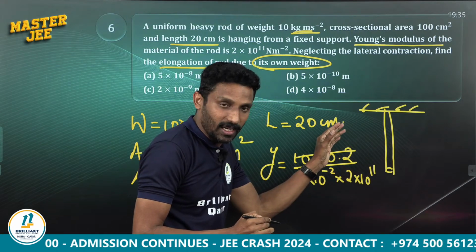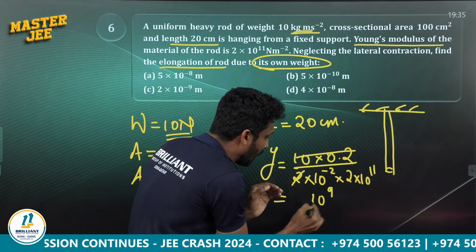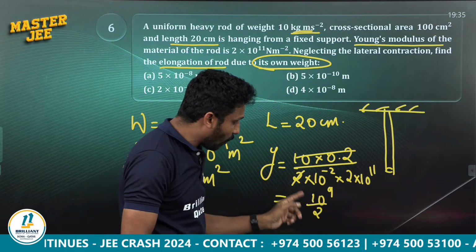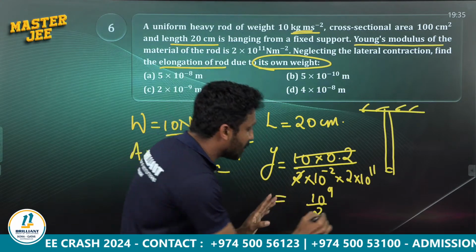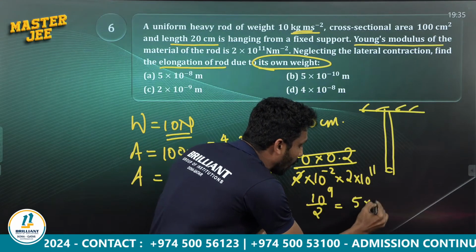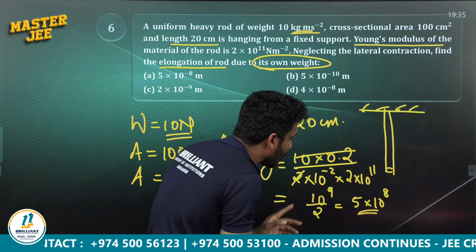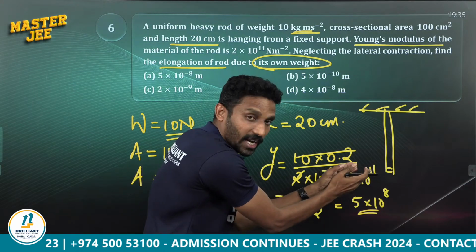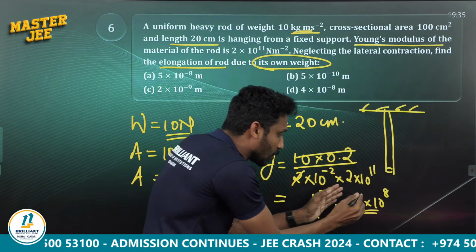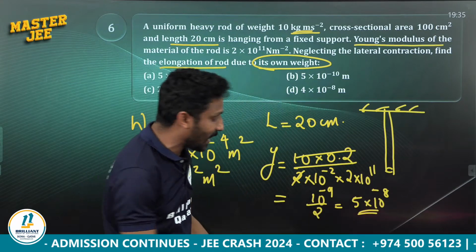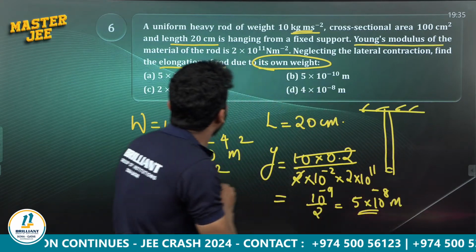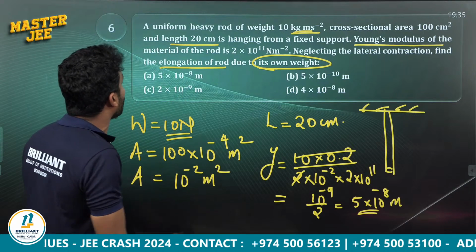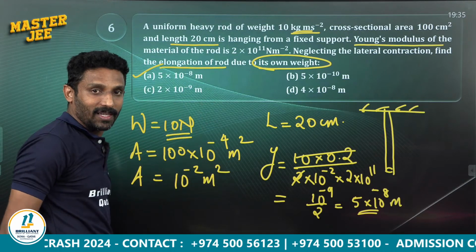Here, it will be 10 power minus 9. Taking it to the numerator, it is 10 power 9 divided by 2. This 1 by 2 is 0.5, and 0.5 means 5 into 10 power 8. So the answer is 5 into 10 power minus 8 meter. Check the options. 5 into 10 power minus 8 meter. This is option A. Clear?